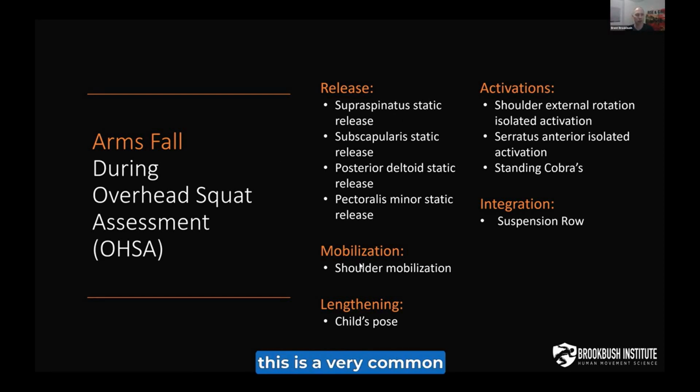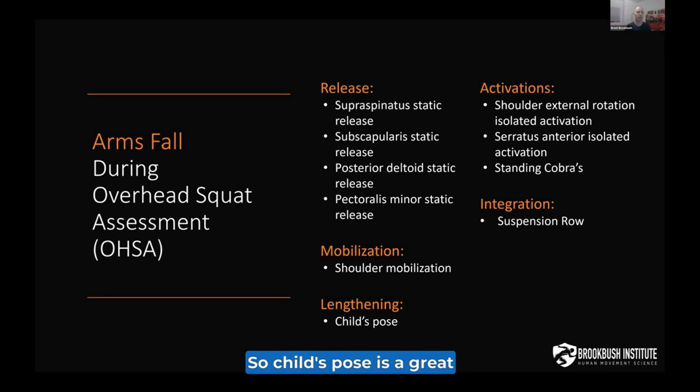If I have arms fall, this is a very common protocol that we might use. You can see we do supraspinatus static release, subscapularis static release, posterior deltoid static release, pectoralis minor. Right now we're getting some of those overactive muscles less active. If somebody is hypomobile, they have a reduction in shoulder mobility, we can do that shoulder mobilization technique. Be careful. If somebody is hypermobile, the last thing you want to do is a shoulder mobilization. For lengthening, we can do child's pose.